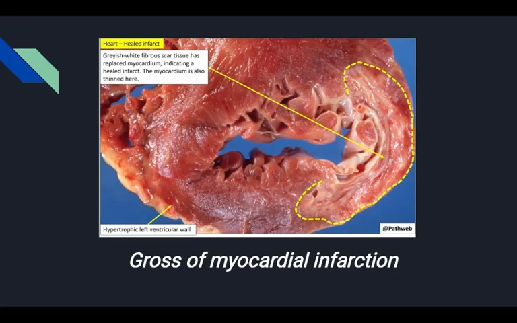Now, you're going to see the gross of myocardial infarction. Here we can see greyish white fibrous scar tissue has replaced myocardium, indicating a healed infarct. The myocardium is also thin here. This specimen shows a healed myocardial infarction with grey-white fibrous scar replacing the necrotic myocardium.